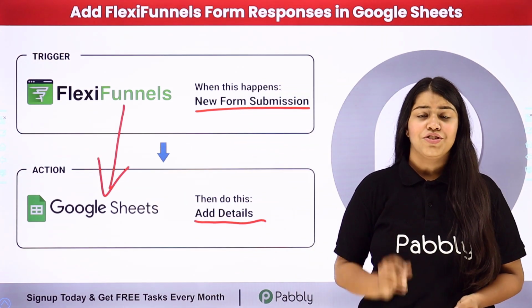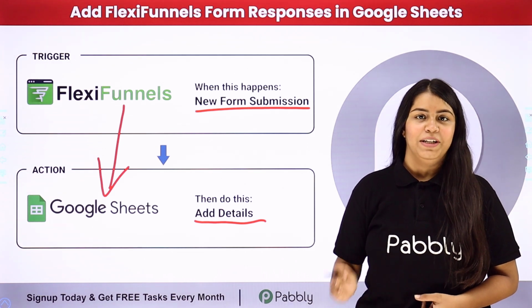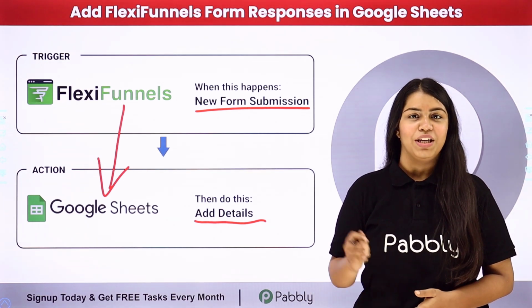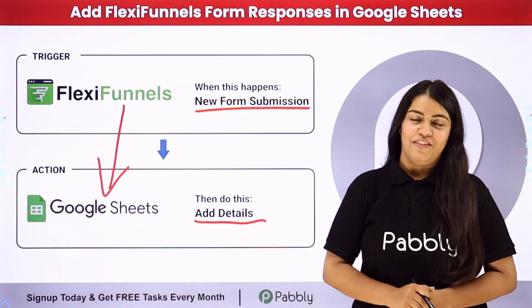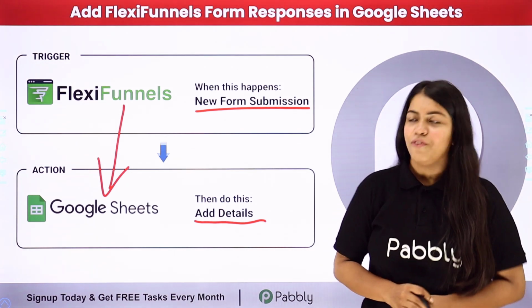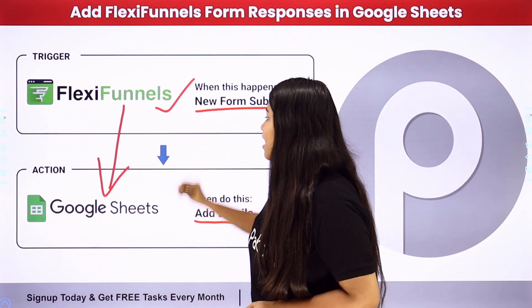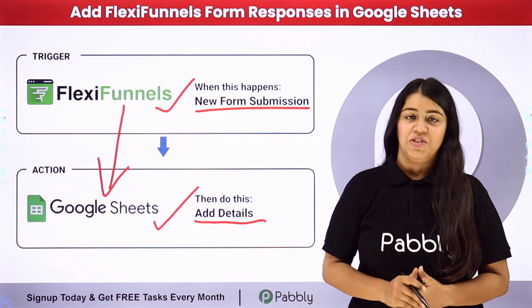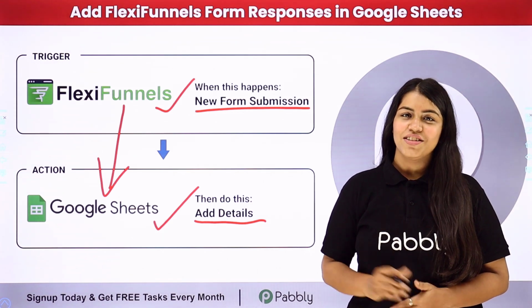To create this connection without knowing any programming or coding language, we are going to use Pabbly Connect. It is an amazing automation software. So in Pabbly, we have the concept of trigger and action. For trigger, we are going to use FlexiFunnels, and for action, we are using Google Sheets. So if you also wish to learn this process step by step, follow me through the screen.